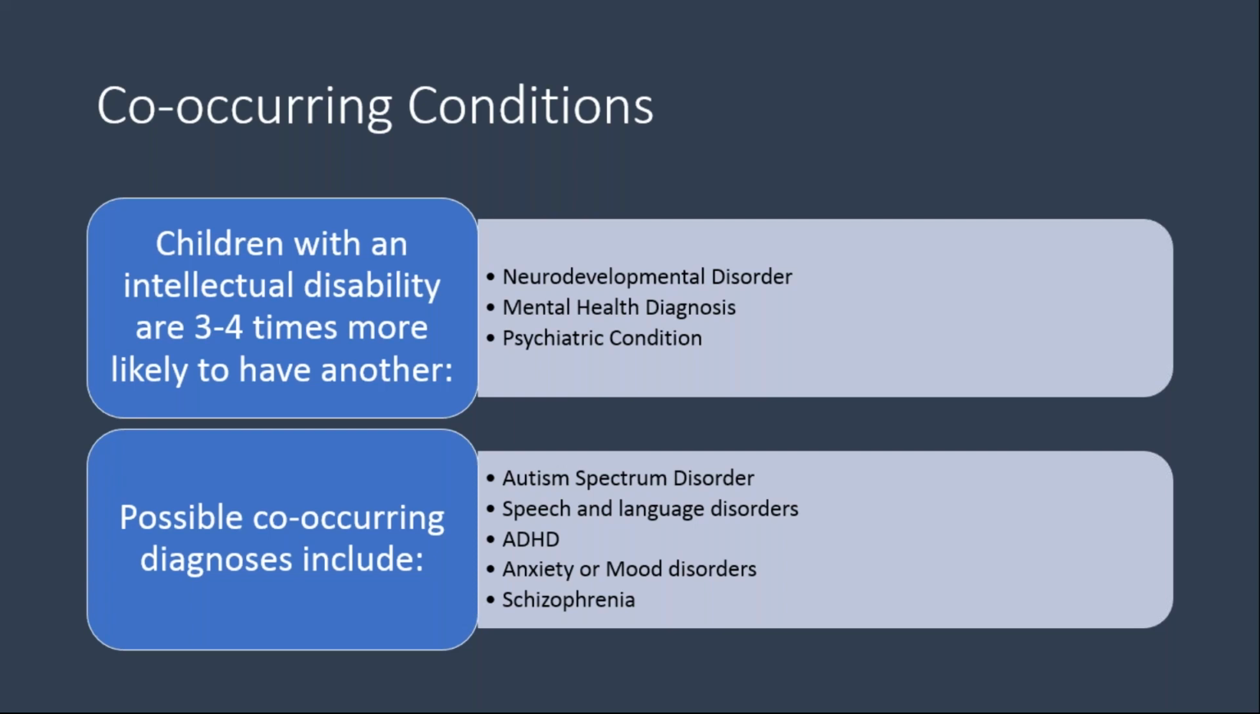The types of co-occurring diagnoses we might see in children with an intellectual disability include autism spectrum disorder, speech and language disorders, ADHD, anxiety or mood disorders, or even schizophrenia. So a child with an intellectual disability should continue to be monitored to see if they meet criteria for any other diagnoses. And individuals that are working with someone with an intellectual disability should be considering whether any of these other diagnoses might also be applicable, which might help guide or change treatment decisions, educational decisions, or things like that.